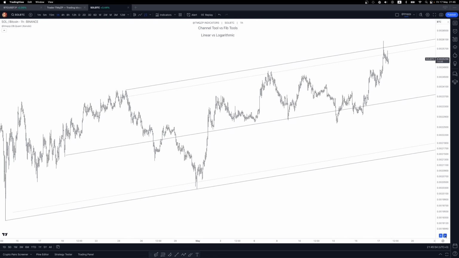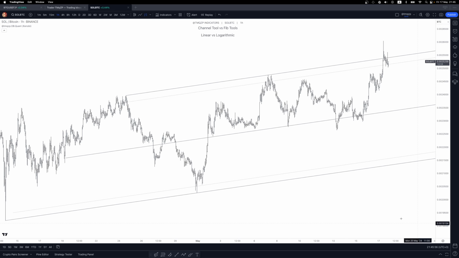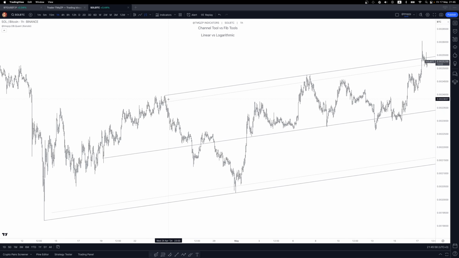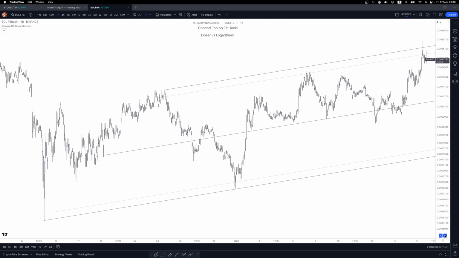Let's see how it looks on log. It looks almost the same, right? Because the tool stays anchored where it's supposed to be, not shifting around like the channels do.